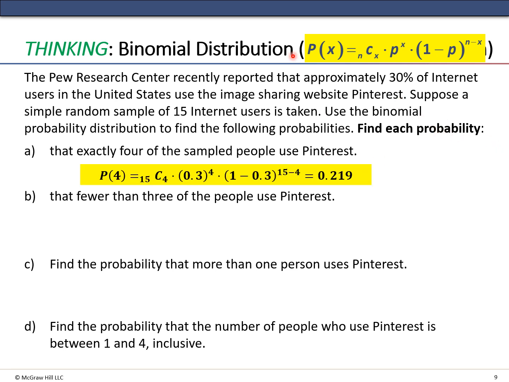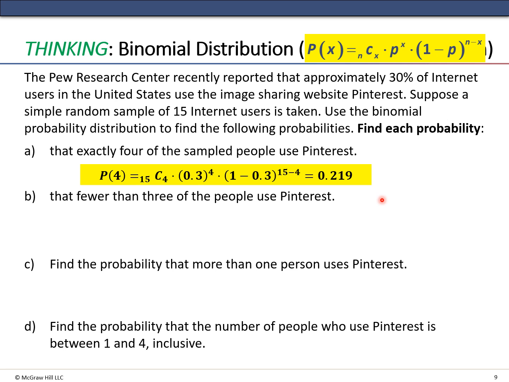So we have p to the 4 successes, or 4 people use Pinterest. The combination of 15 things, our sample, taken 4 at a time. The probability of success is 0.3 to the 4. The probability of failure is 1 minus 0.3 to the 15 minus 4. And when we do this, we would get a probability of 0.219.